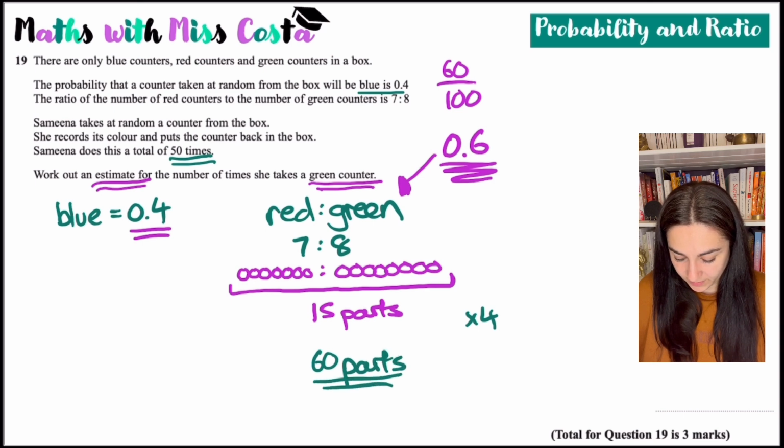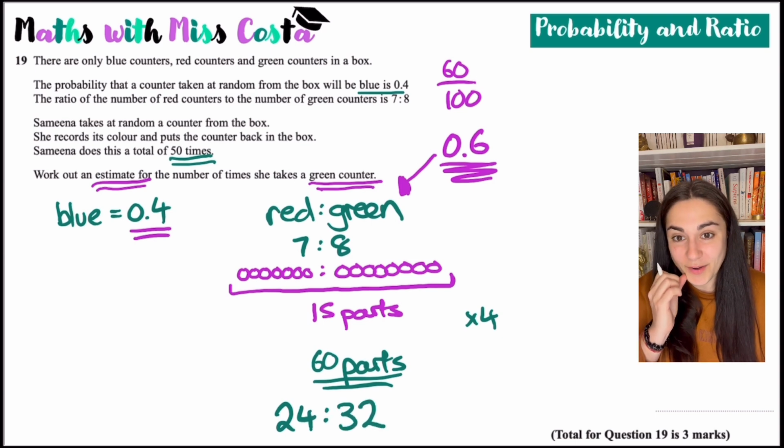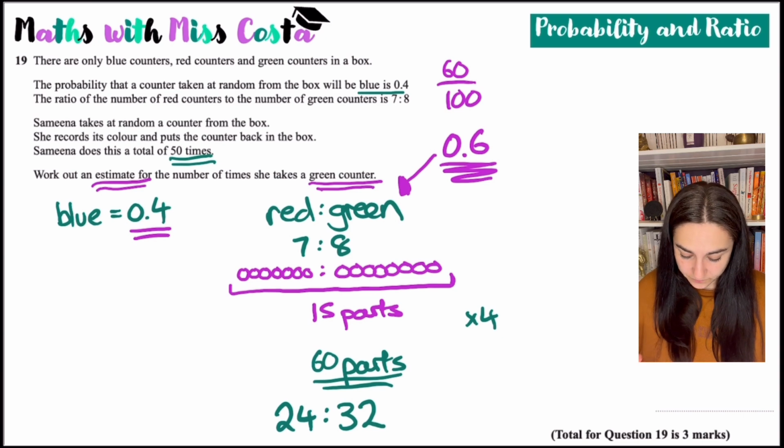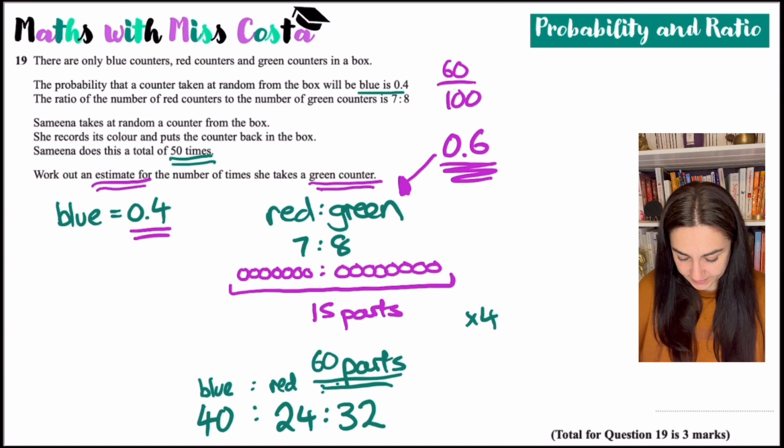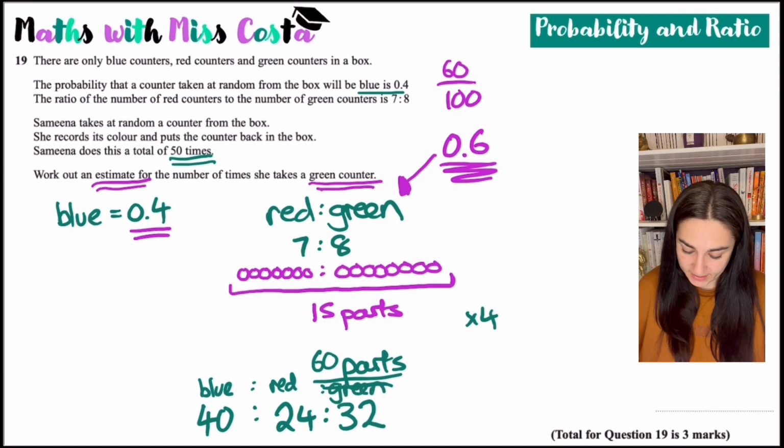And then I can work with the equivalent ratios. So 7 times 4 is 28, and 8 times 4 is 32. So if I were to have these all as a ratio, I know that blue parts would be 40. And so blue to red to green would be like that, because I've made my probability sum to 1.